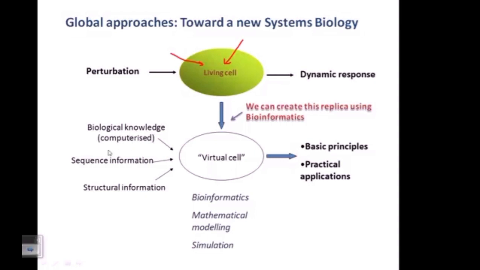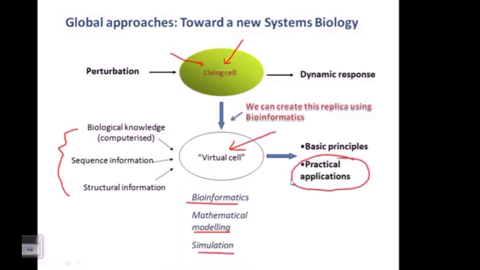So if we get the biological knowledge, then sequence information as well as structural information, and we can feed all these things inside a computer, we can get what we call a virtual cell simulation inside the brain of the computer. And utilizing bioinformatics, mathematical modeling, simulation, as well as statistical analysis, we can get the basic principles which are governing the cell, and these basic principles will tell us how to go towards the practical approaches to prove our hypothesis, right? So this is the important part about bioinformatics, right?